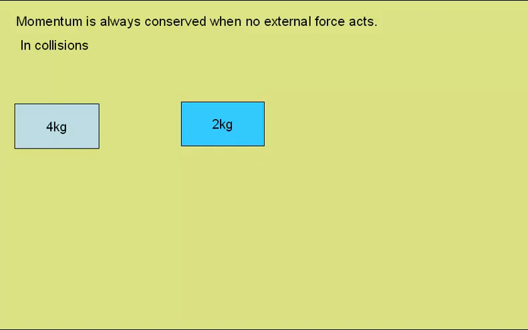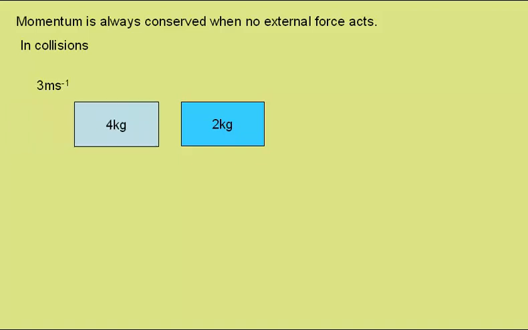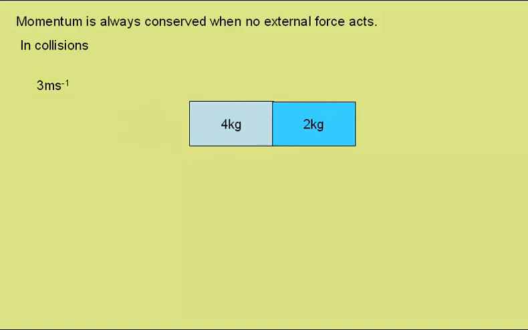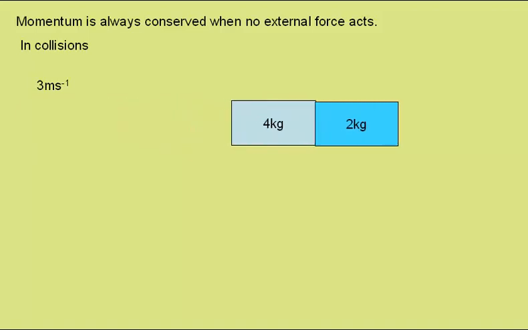Here we have a 4 kilogram mass travelling at 3 meters per second towards a 2 kilogram mass. The two will become attached and move off together like this. We can use conservation of linear momentum to find the final velocity v of the two bodies. We know that the momentum before is equal to mass times velocity, which was 4 kilograms times 3 meters per second, which comes to 12 kilogram meters per second.